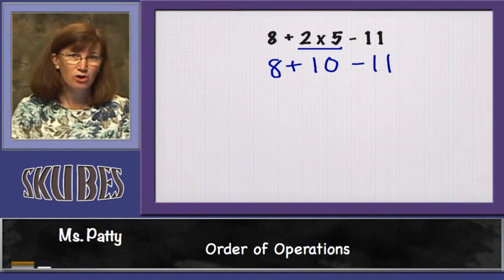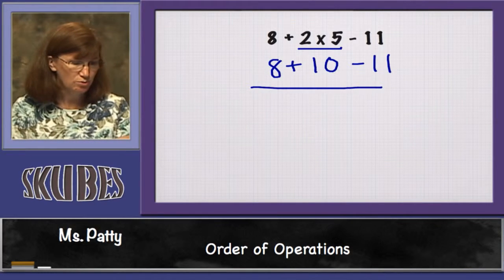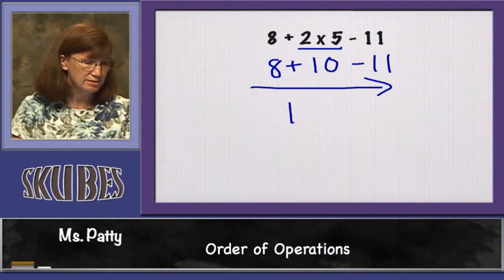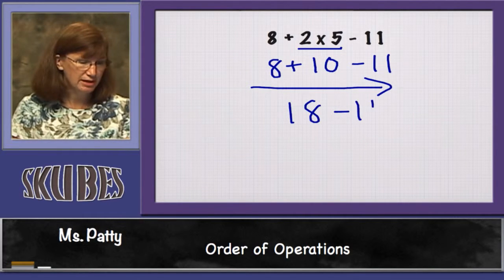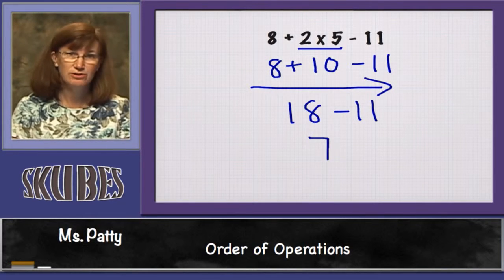Now, because we have only addition and subtraction, we will go from left to right and we will solve. 8 plus 10 is 18 minus 11. 18 minus 11 is 7. And there's our answer.